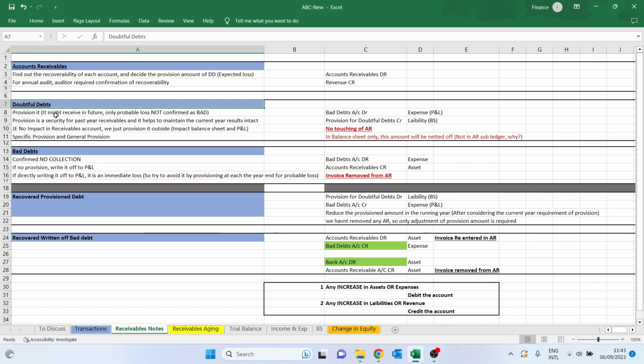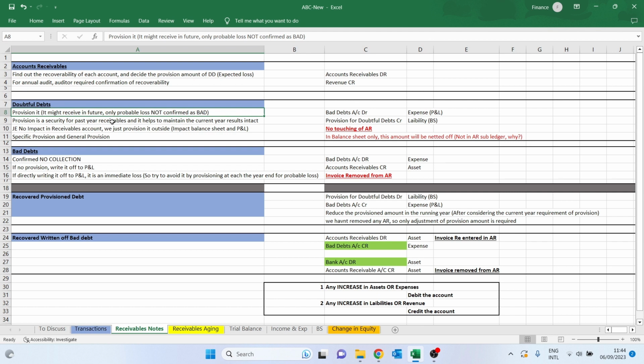It is only a probability that it may or may not be received. If we receive the money, okay, good. But in financial statements, we need to report the exact business status in the balance sheet of a company. There should not be any doubt in the numbers. That is why we are making a provision against that doubtful amount.